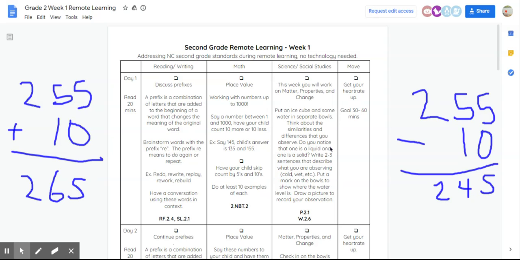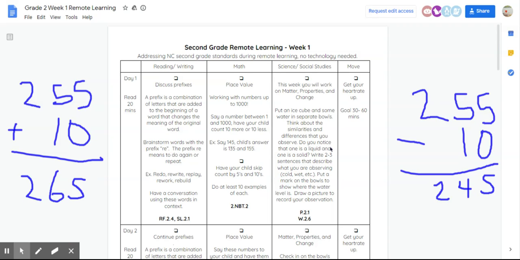So you're going to write 2 to 3 sentences that describe what you are observing. Is it cold? Is it wet? What's happening to the ice? You're also going to put a mark on the bowls to show where the water level is. You're going to draw a picture to record your observations. So you're going to draw a picture of what you did.